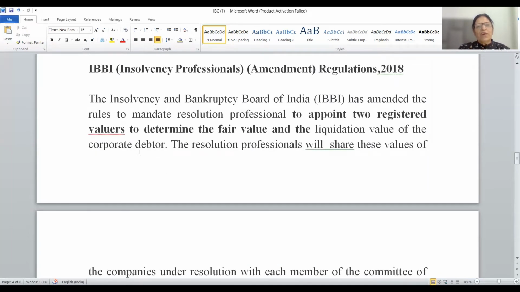Now friends, I would like to talk about IBBI regulations 2018. Amendments took place, and I would like to take up these amendments now. The Insolvency and Bankruptcy Board of India has amended the rules to mandate the resolution professional to appoint 2 registered valuers to determine the fair value and the liquidation value of the corporate debtor, which is the LLP in our case.